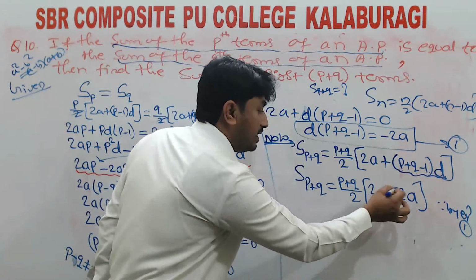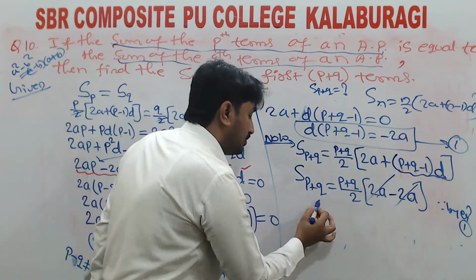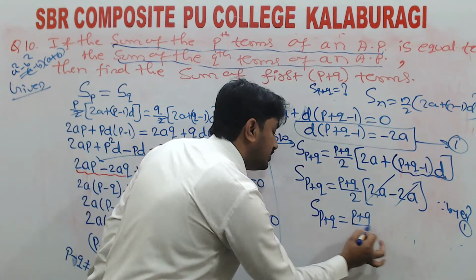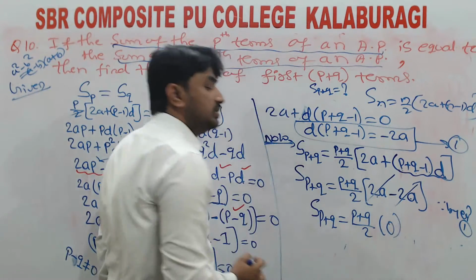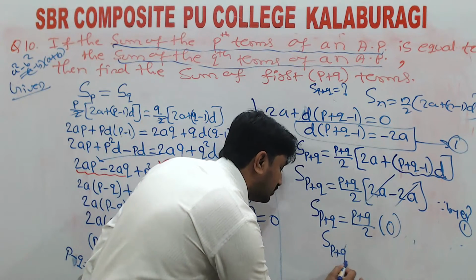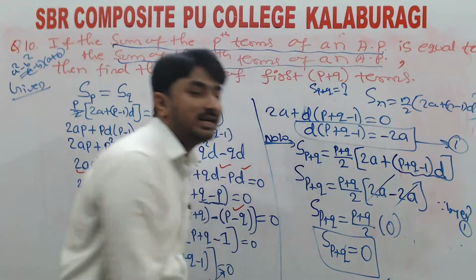Here, 2a and minus 2a get cancelled, it becomes 0. So 0 into any term is 0. Therefore, (P plus Q) divided by 2 into 0, the sum of P plus Q terms is 0, which is our required result.